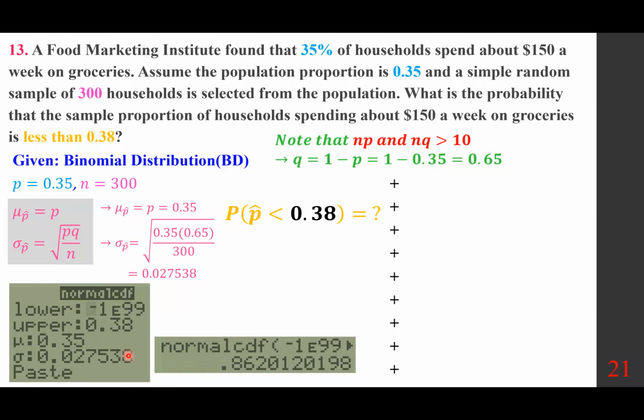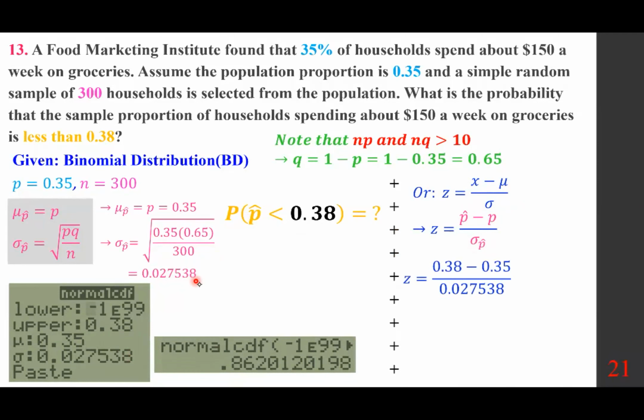Or go with z equals x minus mu over sigma, which is p hat minus p over sigma of p hat, according to this formula. P hat is 0.38, p is 0.35, sigma of p hat is 0.027538. And that will result in 1.0894. So probability of p hat less than 0.38 is the same as probability of a z less than the number we just calculated.